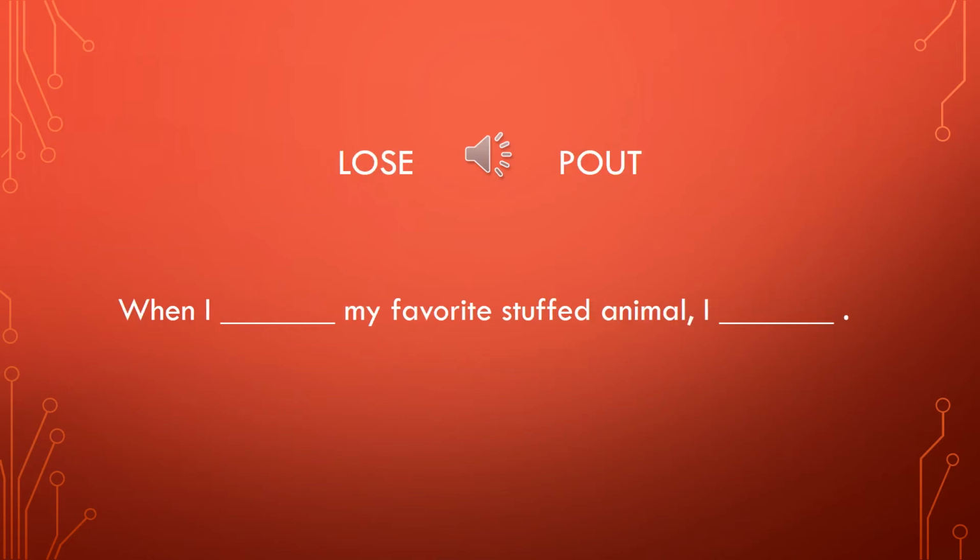This sentence will use the verbs lose and pout. When blank my favorite stuffed animal, blank. So the first blank uses the verb lose, which becomes lost in the past tense. It is an irregular past tense verb. In the second blank, pout becomes pouted because it is a regular past tense verb, so it just adds ed.